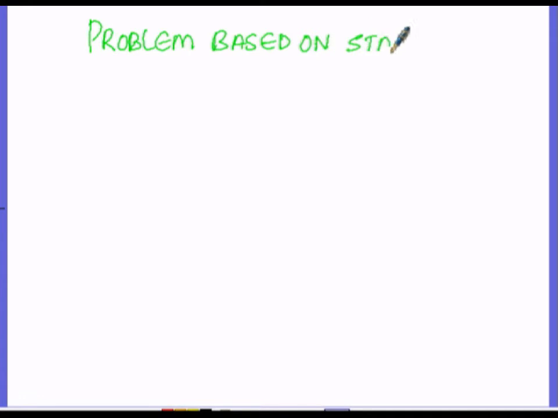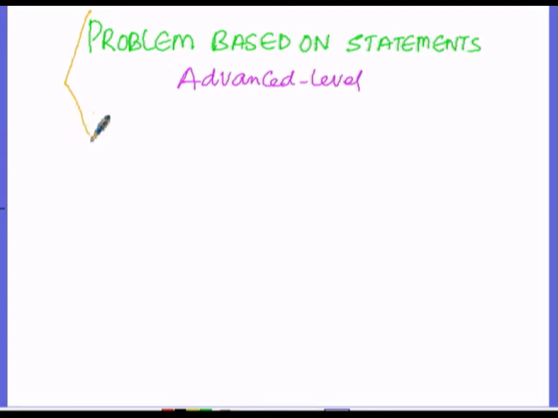So here we are going to perform a problem which is based upon the statements, under the advanced level. Now in this regard we are going to consider three statements, one as P, the second one as Q, and the third one as R. When we assume a single statement, the possibilities are either true or false, whereas since we are assuming three statements, the possibilities will be 8.